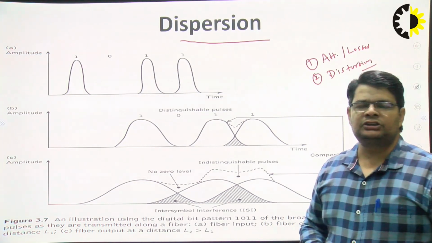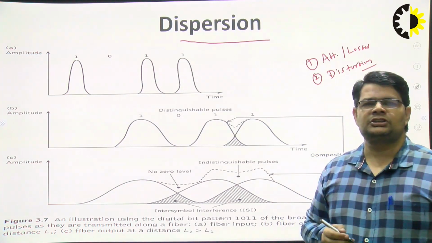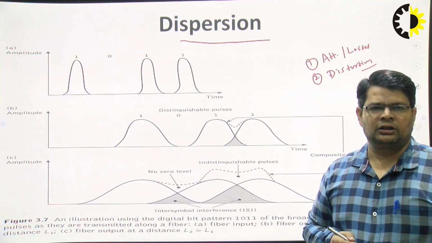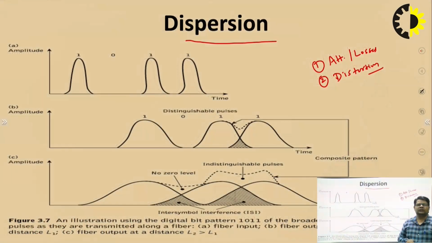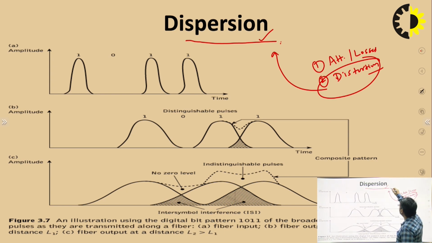In attenuation, there is a reduction in the strength or power of the signal, whereas in distortion, there is a change in the shape of the pulse or light signal. So dispersion is basically a kind of distortion mechanism, or we can say that an example of the distortion mechanism in the optical fiber is dispersion. Dispersion is nothing but the broadening or spreading of light pulse inside the optical fiber cable.